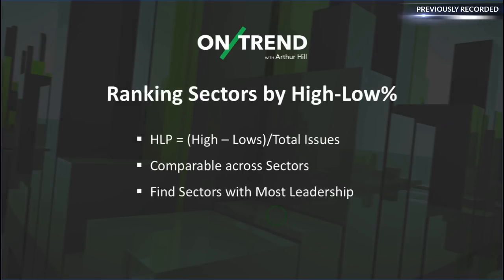So first of all, looking at ranking sectors by high-low percent, I'll just define high-low percent for you. It's the number of highs minus the number of lows divided by the total issues. And when you do it like this, you're basically taking high-low percent as a percentage of total issues, and you can compare that number across all sectors and rank the sectors by the high-low percent. And this means it's easy to find the sectors that have the most new highs as a percentage of total issues, and those would be your leading sectors.